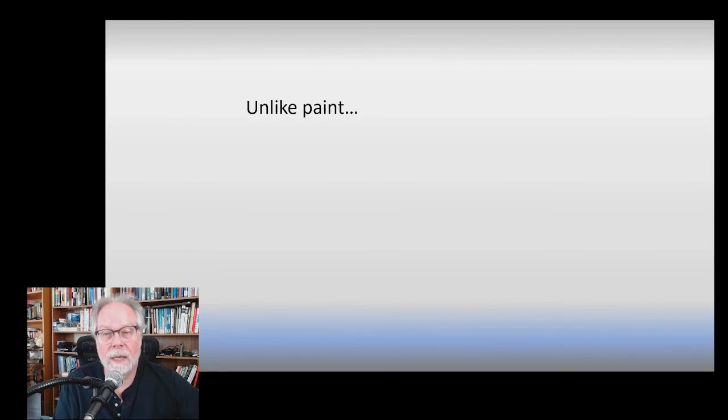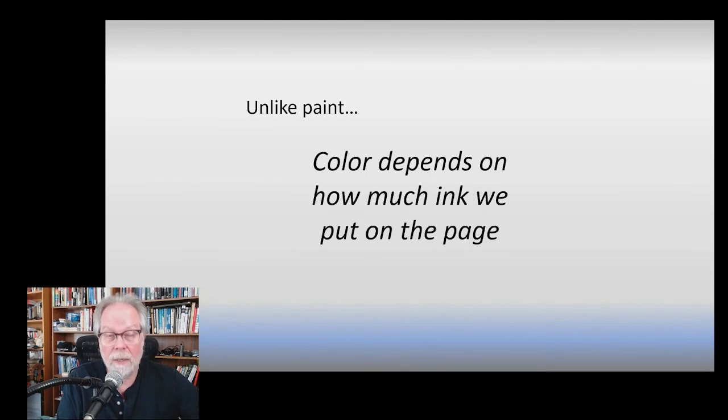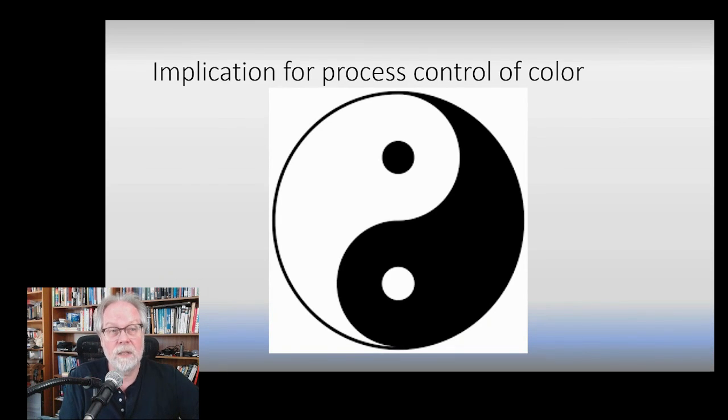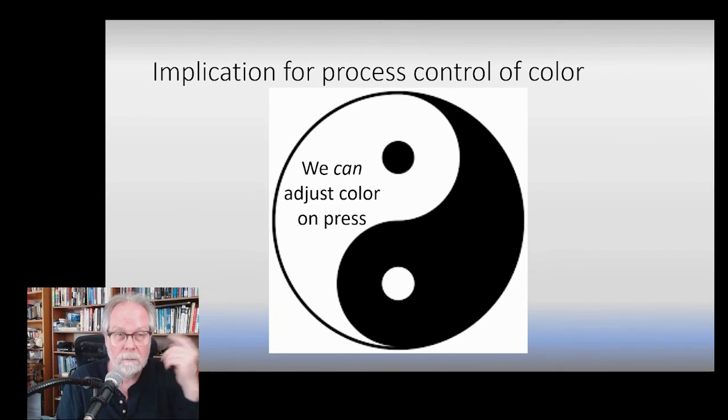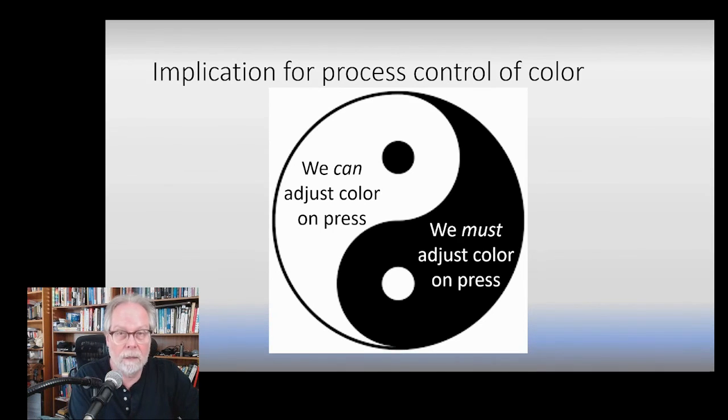So, one of the differences between paint and ink is that the color depends upon how much ink we put on the page. And that's the yin and the yang. That is the good and the bad. The good part, the happy side of this, is that we have the ability on press to adjust the amount of ink that we're putting on the paper. And the bad part of that is that we have to adjust the amount of ink that we put on the paper.